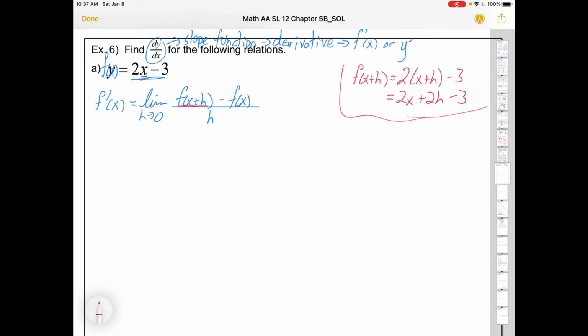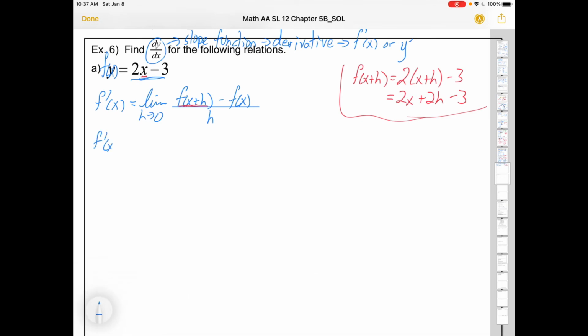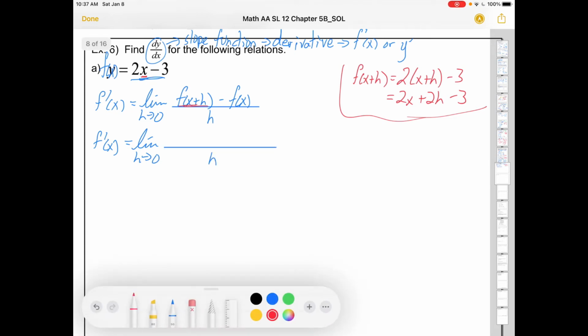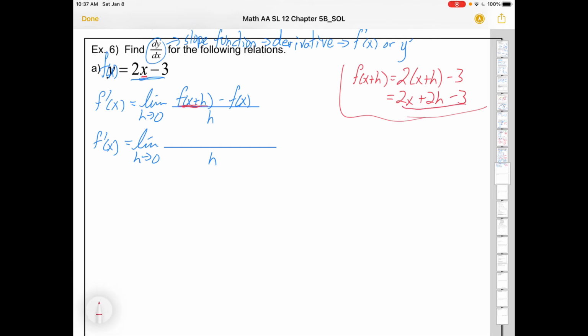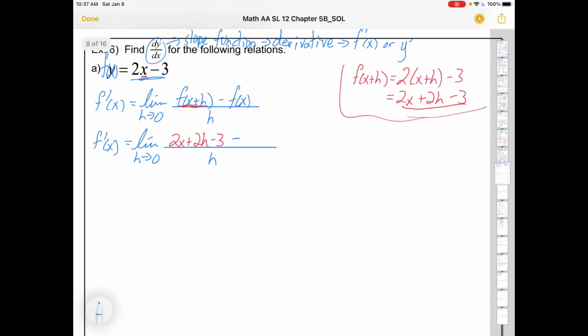I did that work off to the side so that now when I plug it in, it'll be easier. So f of x plus h is what we have to sub in first. It's this thing, so 2x plus 2h minus 3 minus f of x. F of x was the function that was given to us. Make sure you put it in brackets. You're subtracting it all off.